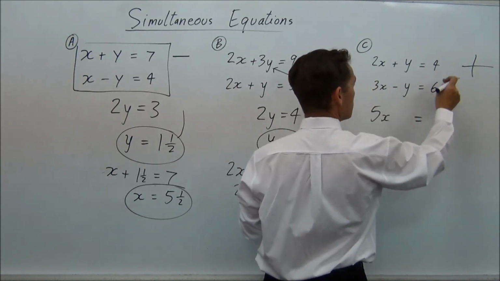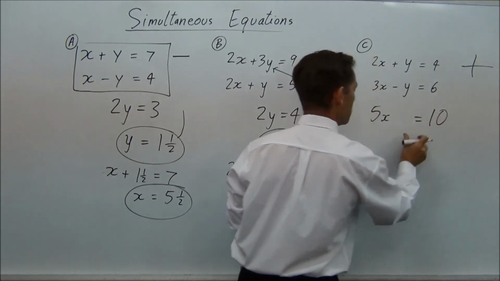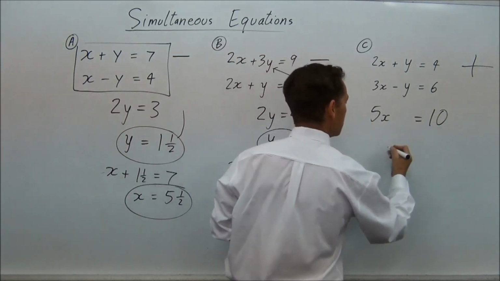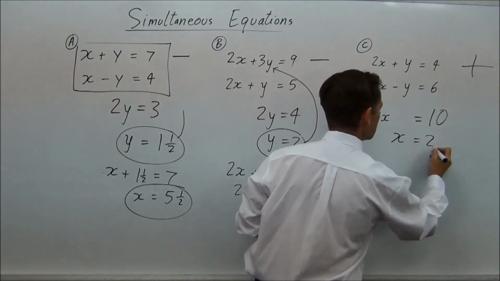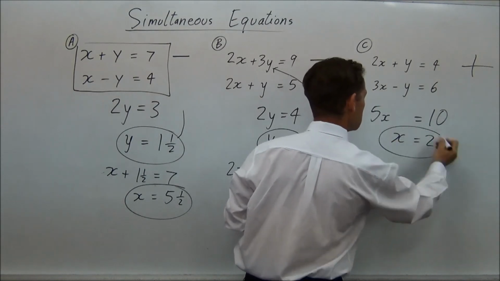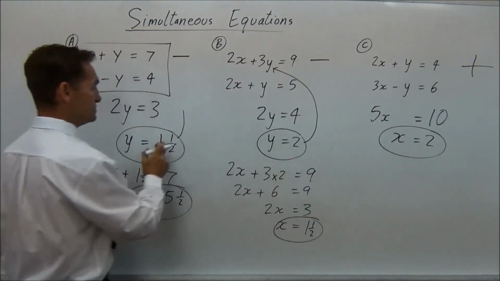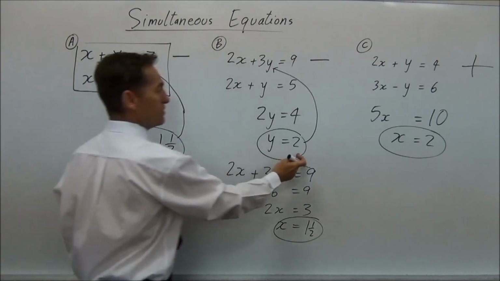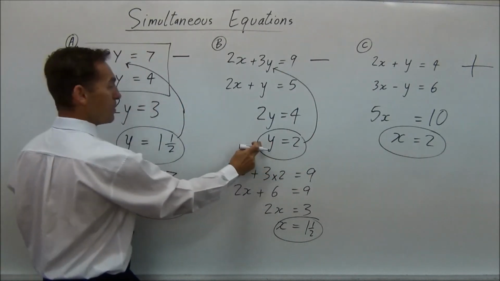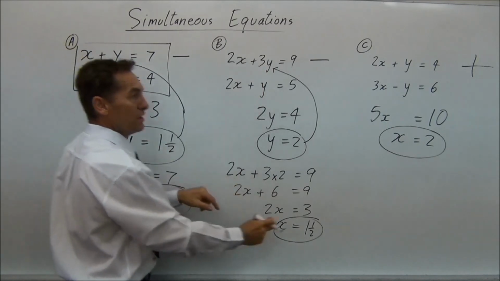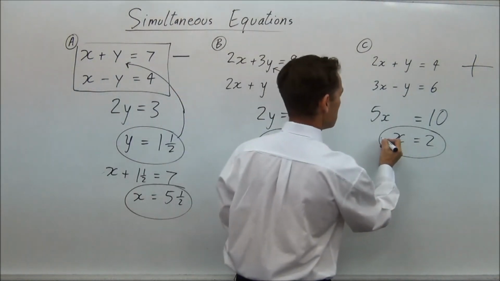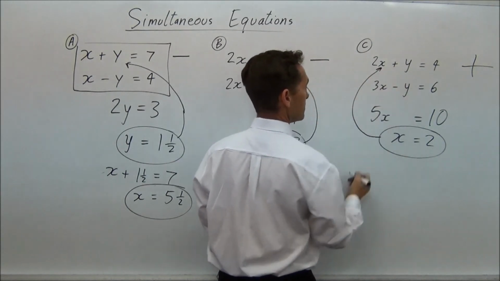Equals 4 plus 6 is 10. And look at that, this one's going to work out nice as well. Divide by 5 and you get x equals 2. So that's our first answer. What am I going to do with it? What am I going to do each time? I'm going to put it back into the same value. Now here I had y's, I'm going to put them back into the y. Here I've got an x, so guess where I'm going to put it? Back into the x.